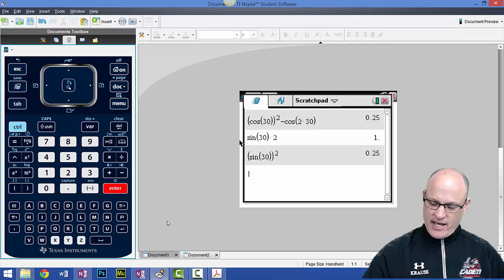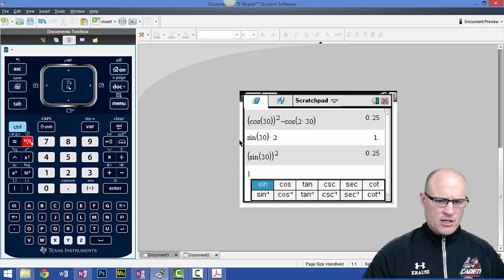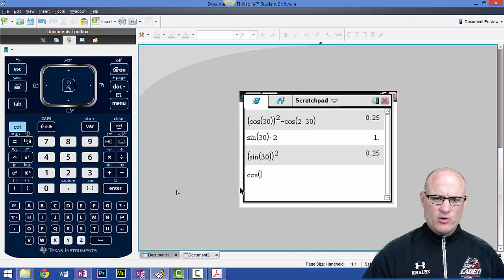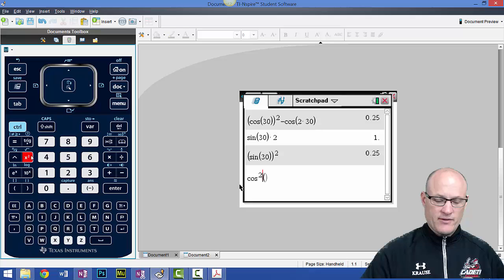Now, if you don't like that and you like the way they wrote it, I think you can do it this way. You just got to be careful with cosine squared. I'm not really sure how this is going to work. Will they let you put a square? I think they will. Cosine squared 30. And you could put it in like this. I think this calculator will allow this.